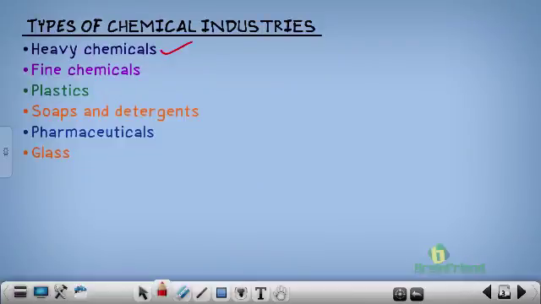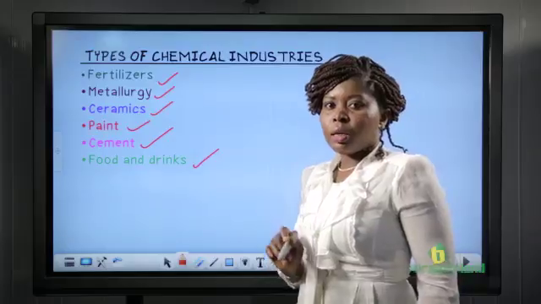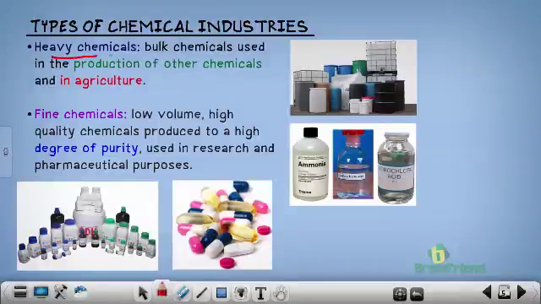We have the heavy chemicals, fine chemicals, plastics, soaps and detergents, pharmaceuticals, glass, the list continues, fertilizers, metallurgy, ceramics, paint, cement, food and drinks. Now we'll just take a brief summary of each of these industries to see what they actually do. Heavy chemicals are bulk chemicals used in the production of other chemicals and in agriculture.